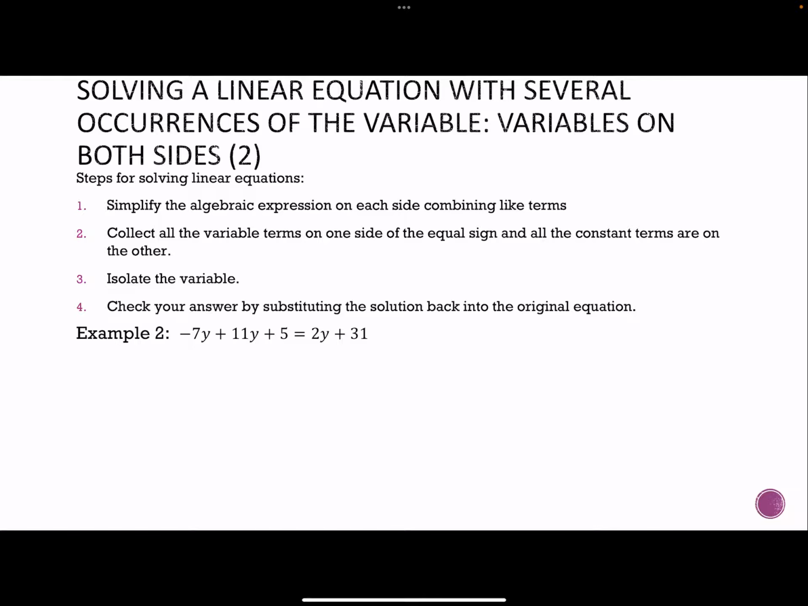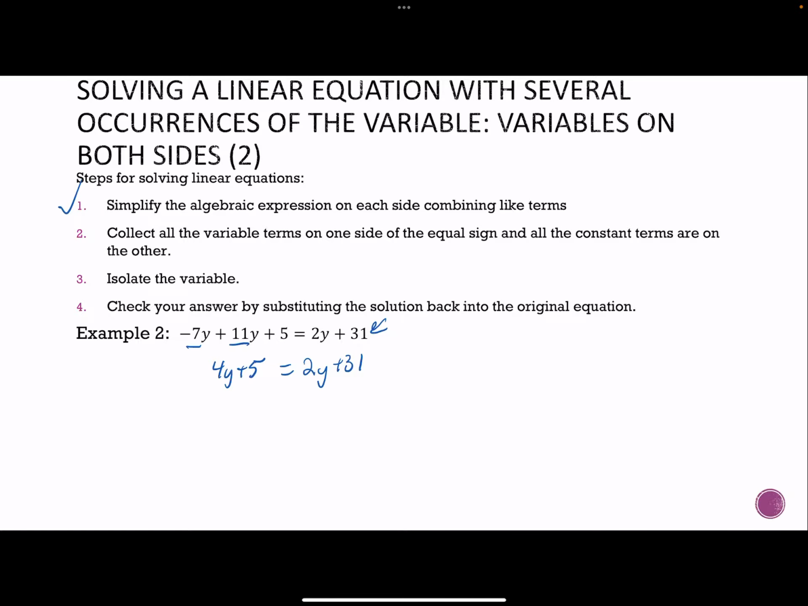Example 2, I have negative 7y plus 11y plus 5 equals 2y plus 31, and I need to solve for y. So step 1 is to simplify our algebraic expression by combining like terms. Negative 7y and 11y, that would give me 4y. And I can't simplify this right-hand side any further. There are no like terms to combine.